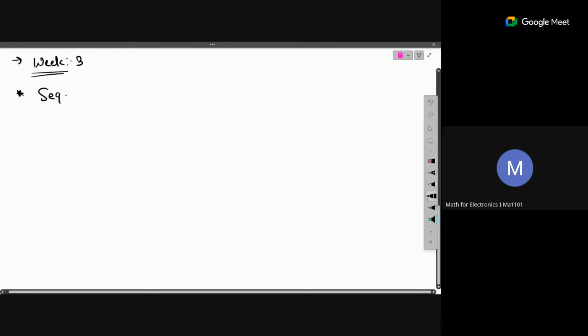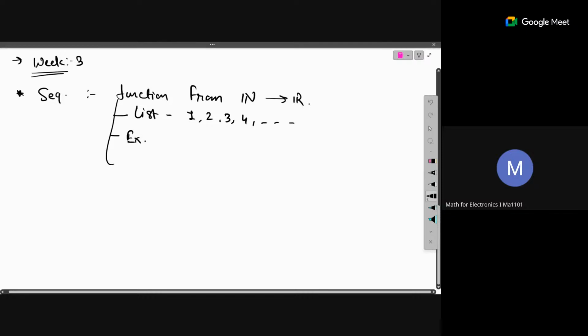So what is a sequence? A sequence is nothing but a function from the natural numbers to the set of real numbers. This is known to be a sequence for us. And there are 2 to 3 ways to represent a sequence. First is just listing out the elements of a sequence. Suppose the list will be 1, 2, 3, 4, and so on, right? So this is one way of representing a sequence. Another way is by giving the expression for the nth term.